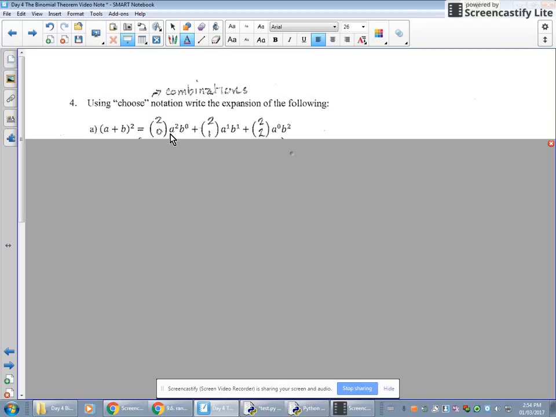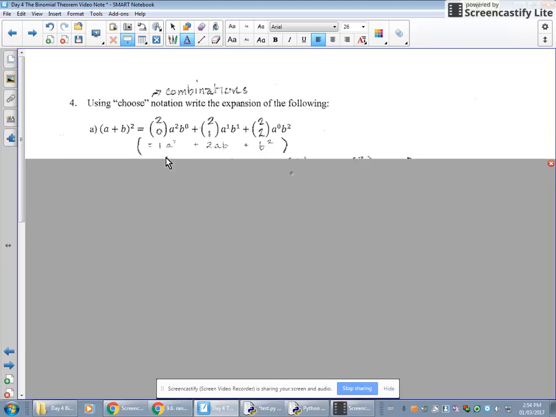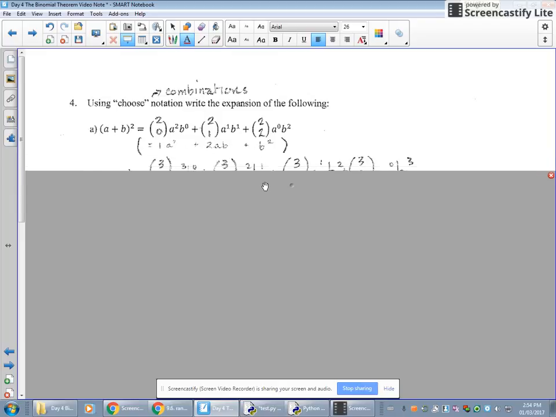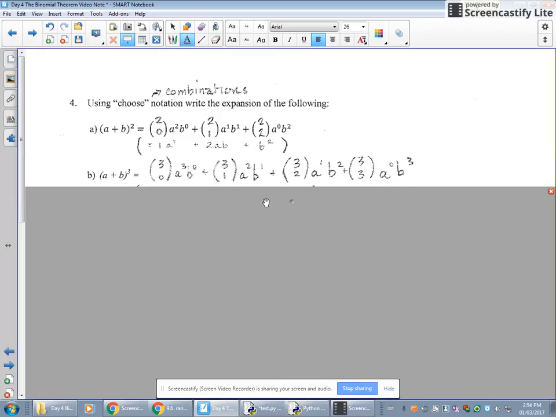And then our terms become a to the 2, a to the 1, a to the 0, and b does the opposite. b starts to the 0, then b to the 1, then b to the 2. That's all we need to do in order to answer this question. But if we were to expand what 2 choose 0 means, Pascal's triangle tells us that that's a 1. The coefficient is 2, and the coefficient is 1. So this shows us how we would expand it. But we are being asked to write it in choose notation, so we don't actually have to do this second part of the line. Here we have (a + b) cubed.